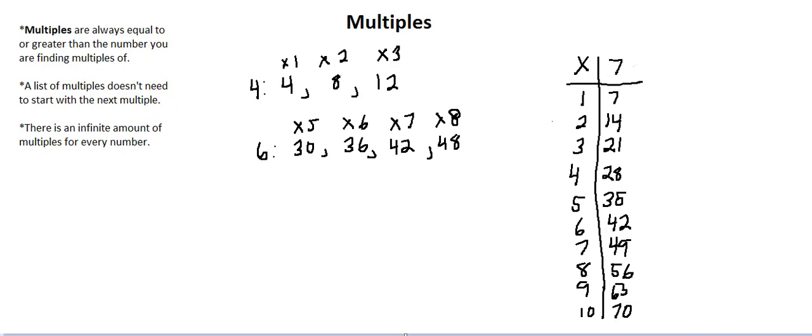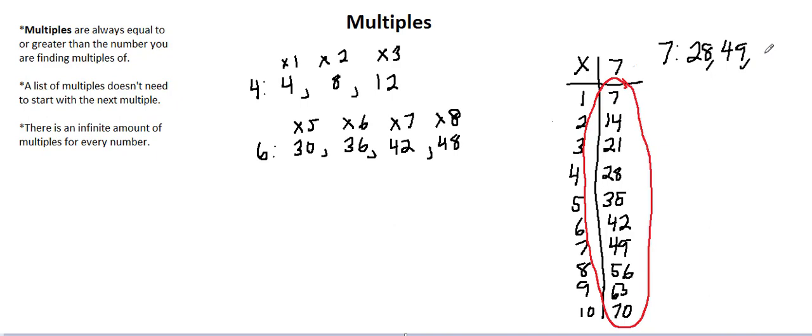Now over here, these numbers are all the multiples of 7 that I wrote. All right. Now, if I had to make a list, like if my question said write 3 multiples for the number 7, I could pick any 3 numbers off this list. Like I could do 28, I could do 49, and I could do 70. All 3 of those are multiples of 7, even though they're not in order. Even though they didn't start with 7, they're all multiples of 7. And that is multiples.